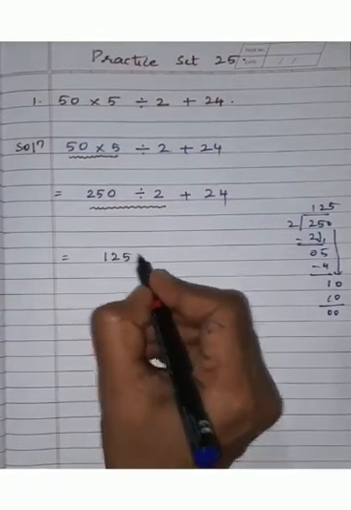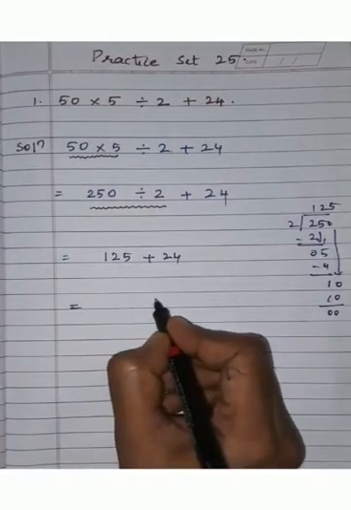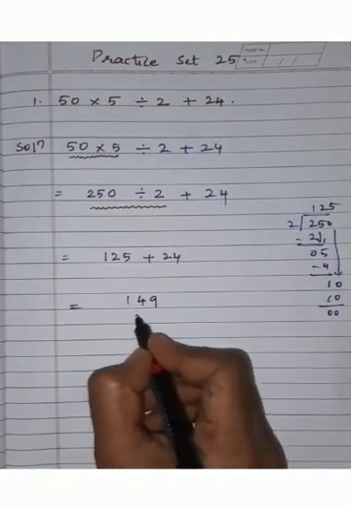So 250 divided by 2 is how much, children? It is 125. The 125 plus 24 is equal to how much? It is 149.